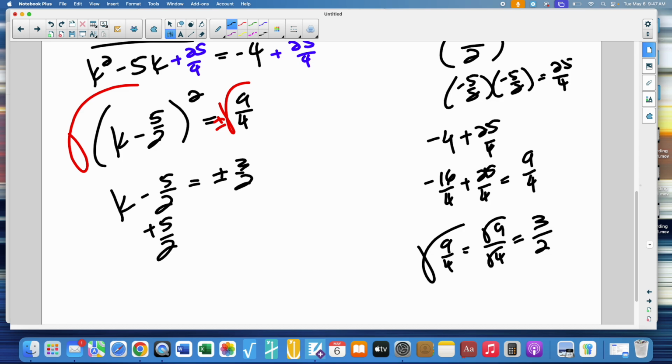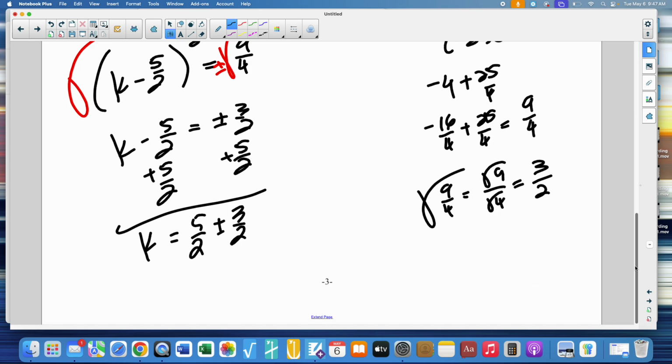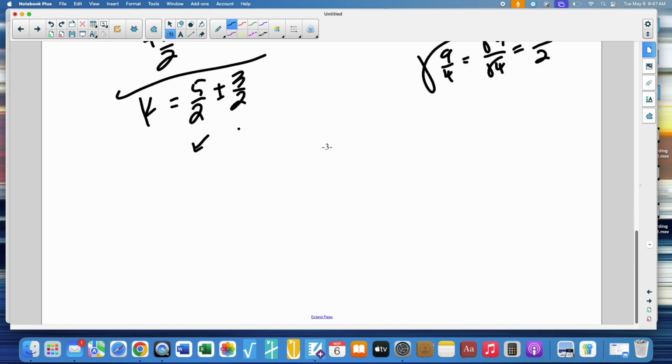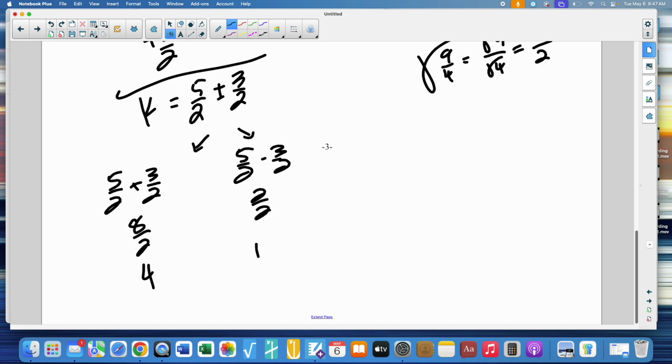We will isolate the variable by moving that 5 halves over. K equals 5 halves plus or minus 3 halves. And we're going to separate them into the two problems: 5 halves plus 3 halves, 5 halves minus 3 halves. That gives us 8 halves, or 4. This gives us 2 halves, or 1. 1 comma 4 would be my solution.